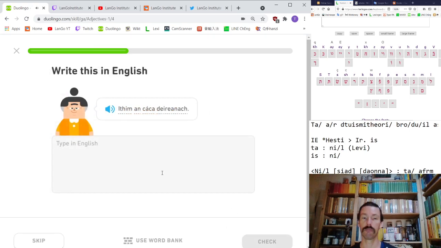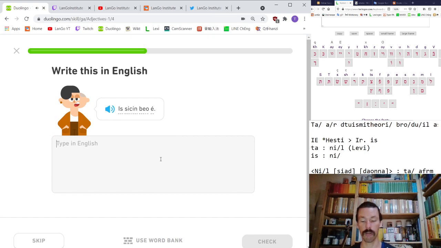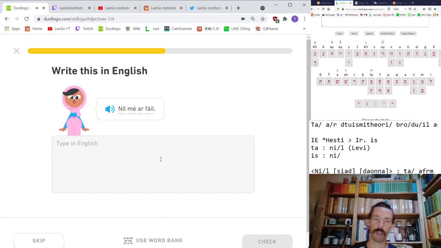Ithim an cáca deireanach. It is in the verb phrase with the verb there is. So maybe sometimes you do see other types of mutation. Ithim an cáca deireanach. Ithim, I eat. And cáca deireanach, the last cake. Is sicín beo é. The subject, it is sicín beo, a living chicken. Níl mé ar fáil. I am not available.